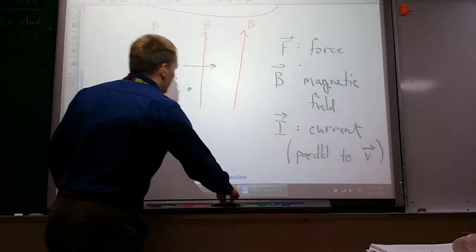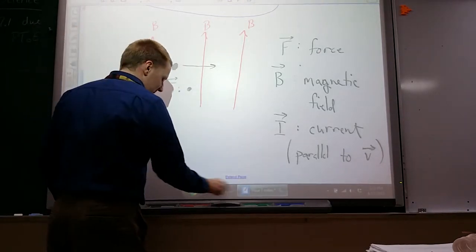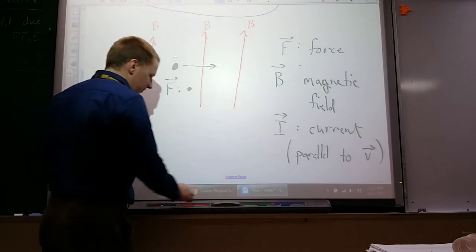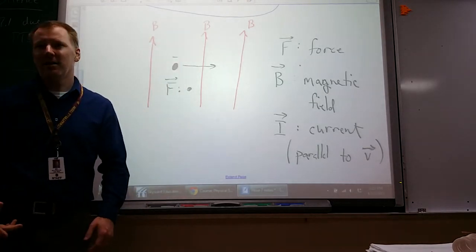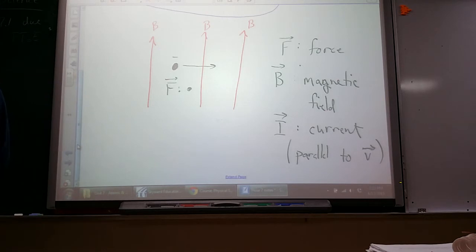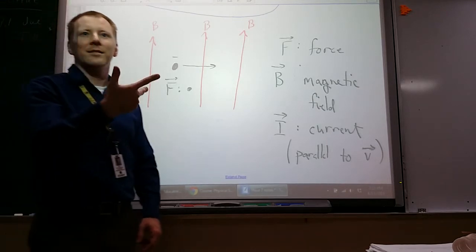Let's say that instead of, say, a proton, we had an electron. Yes? I was just going to ask if B can ever be down. Oh, yeah, absolutely. B could be in any direction. We don't know what direction it is. We just have to apply the right-hand rule based on what is happening.